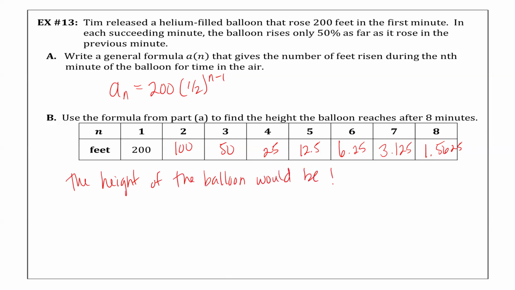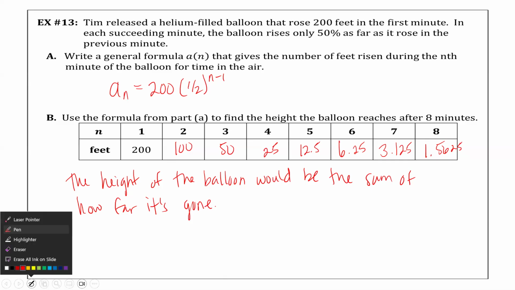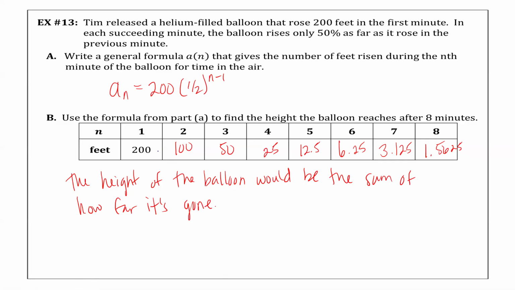So to find the height of the balloon would be the sum of how far it's gone. So to find the sum, that means I'm going to add 200 plus 100 plus 50 plus 25 plus 12 and a half plus 6 and a quarter plus 3 and 125 thousandths plus 1 and 5,625 ten thousandths. I'm going to add those up to figure out after 8 minutes how high it has risen.